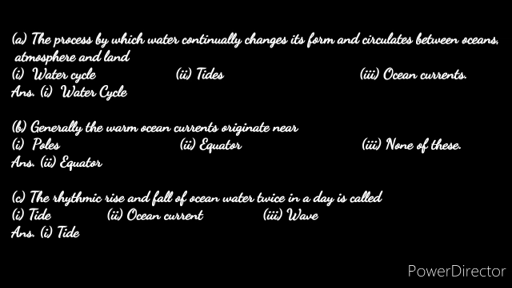B number is: generally the warm ocean currents originate near. First option is poles, second is equator, and third is none of these. So the correct answer is second number, that is equator. Okay, C number is: the rhythmic rise and fall of ocean water twice in a day is called dash. First number is tide, second is ocean current, and third is wave. So the correct answer according to the statement is first number, that is tide.